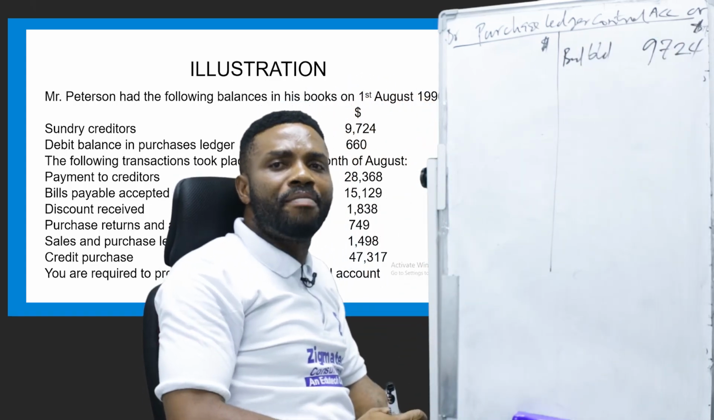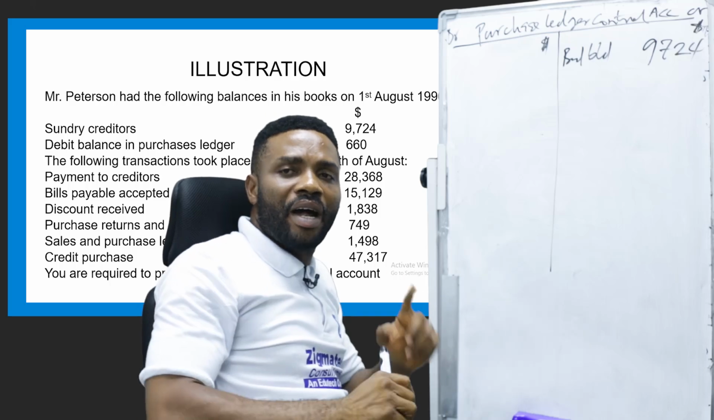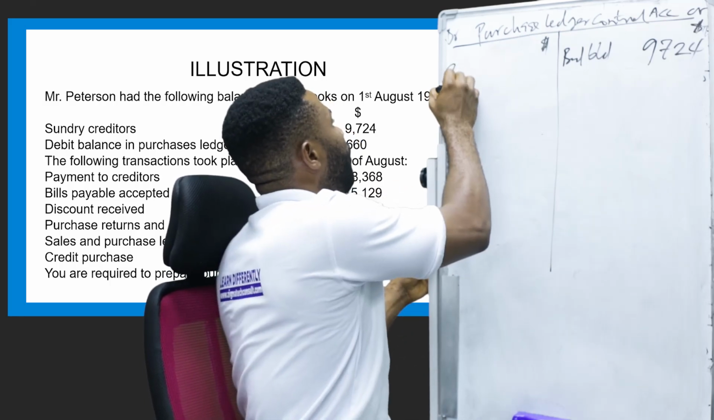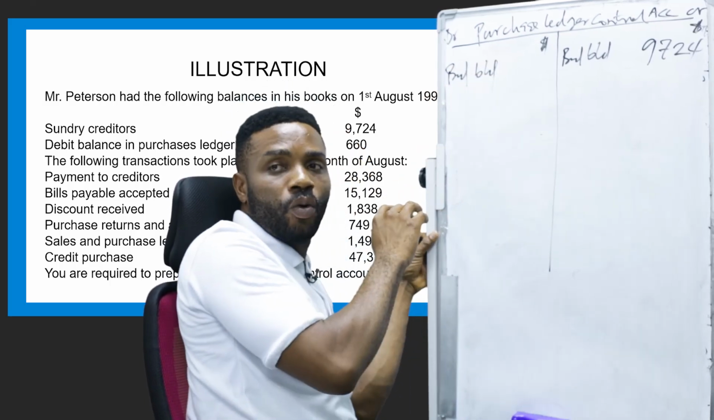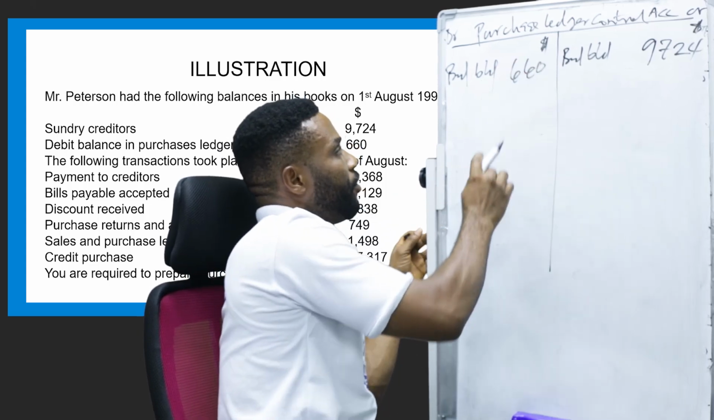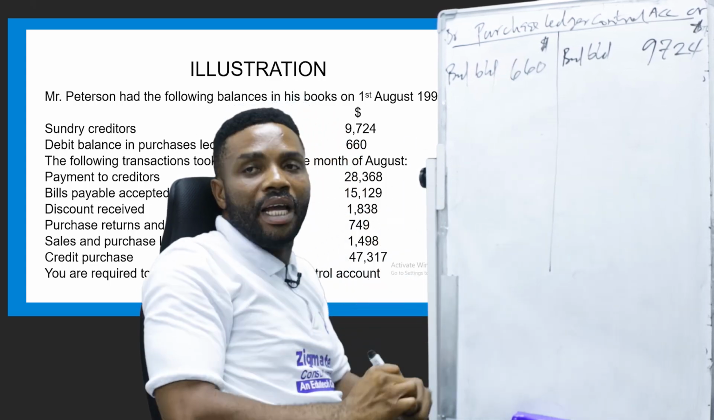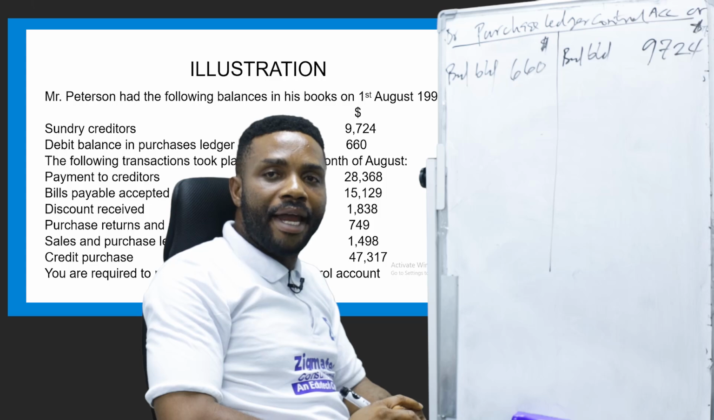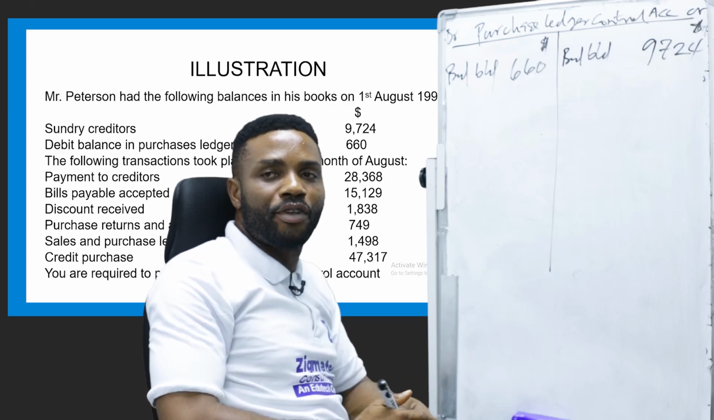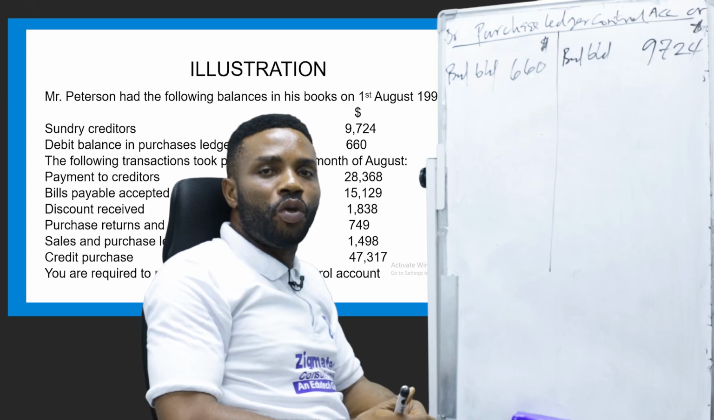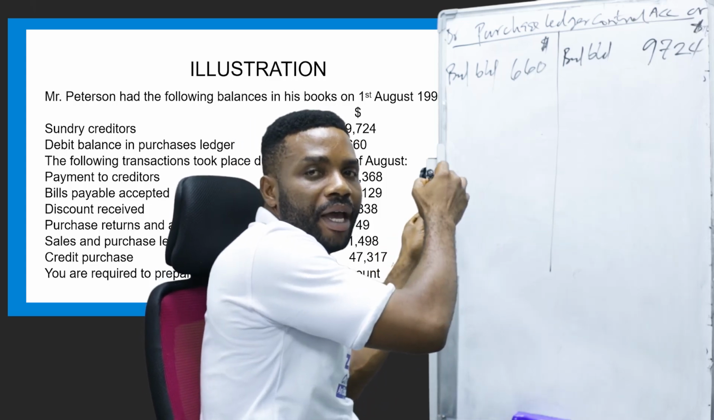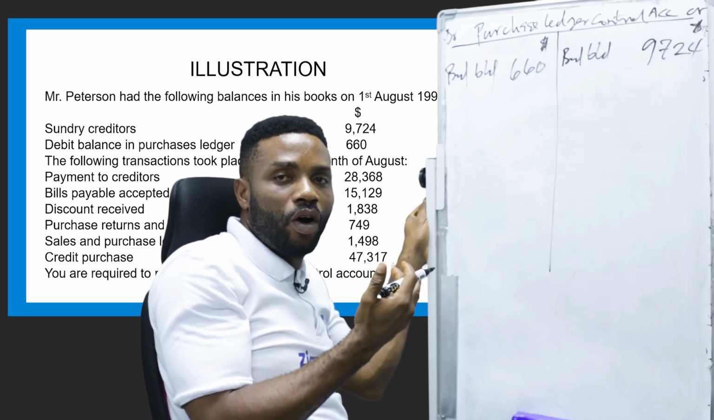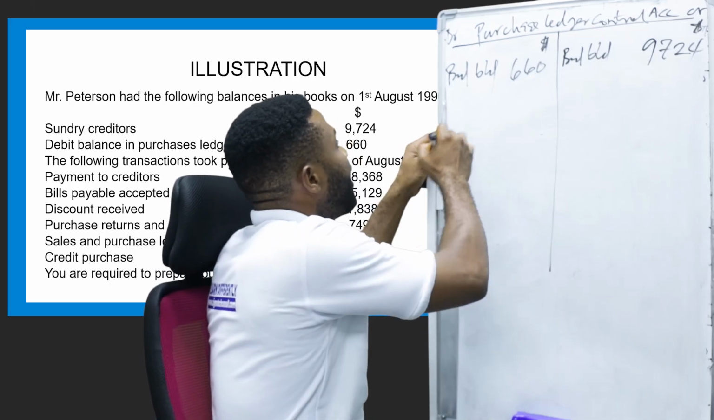And then debit balance in purchases ledger. This is our debit balance for July 1996. So it will come here as our balance brought down also, and it is 660. Then the next transaction, over the other transactions for the month, payment to creditors. We have said that when you make payment to creditors, it will reduce what you are owing them. So you quickly come here, payment to creditors. They did not specify whether it is cash or cheque, so just write payment.